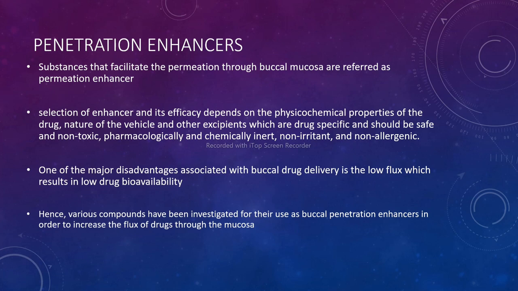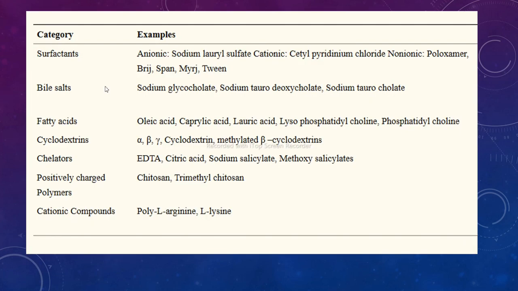One of the major disadvantages associated with the buccal route is low flux. That means some doses will not penetrate easily. These are the major examples: surfactants come under penetration enhancers. Anionic, then cationic, then bile salts, fatty acids, cyclodextrin. Cyclodextrin is one of the most amazing substances to enhance your drug penetration, or we can say increase the solubility in any aspect.